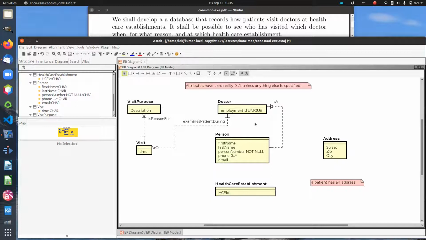But the inheritance relation stresses the fact that the doctor is a person. This 1-to-1-0 relation does not show that the doctor is a person. So that's the reason to use inheritance, I would say.